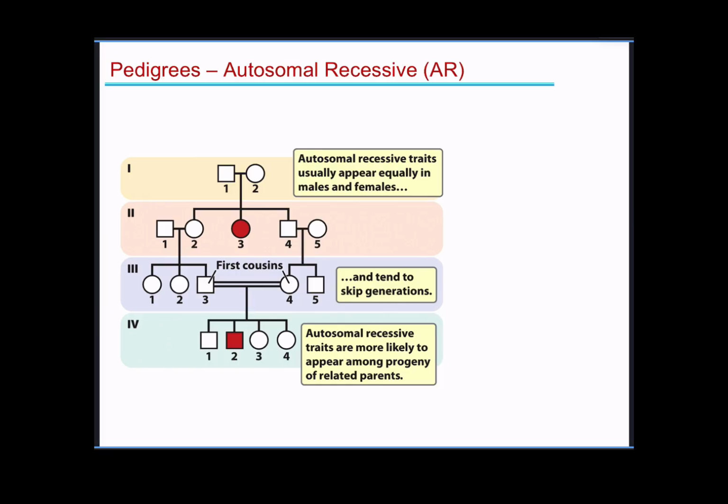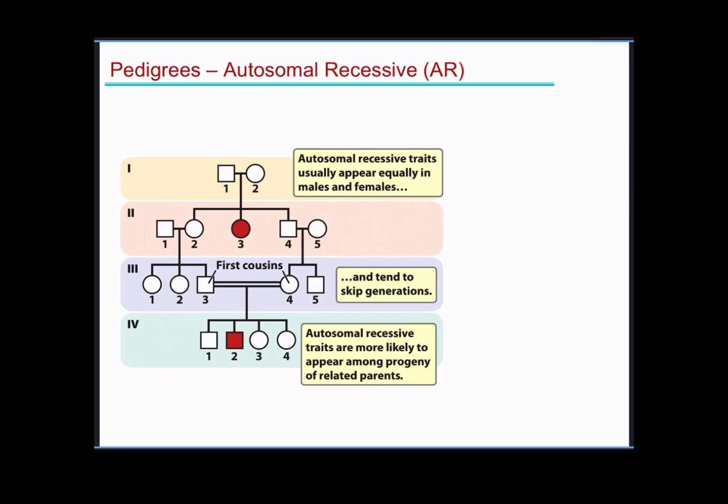And autosomal recessives are more likely to appear among progeny of related parents. So again, we go back to this idea of consanguinity. This was common historically in communities in which there was a lot of inbreeding within families. Nowadays, you can see it more commonly, let's say, on a farm among cattle or dogs or domesticated animals in which there can be a lot of inbreeding as well, a little less in humans.